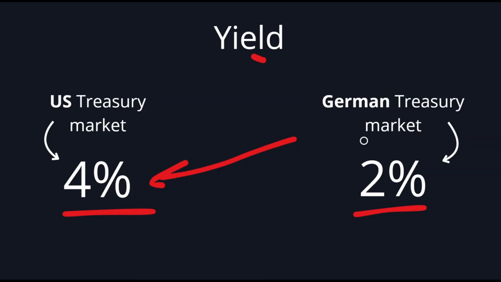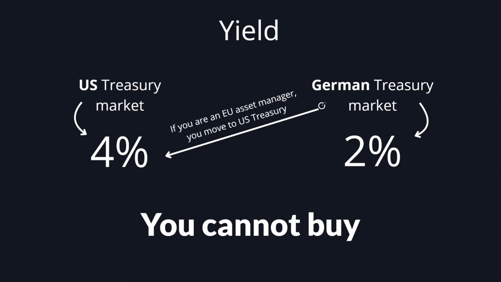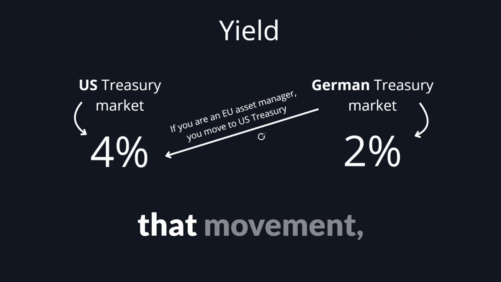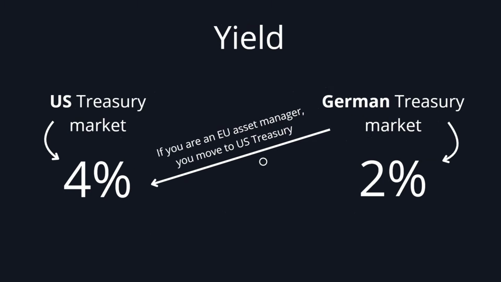So to buy those US bonds, you need US dollars. You cannot buy an American bond with euros. You have to sell the euro, buy dollars, and then buy the bond. That movement moves the EUR/USD exchange rate. This is the mechanism. Simplified, but this is the mechanism.